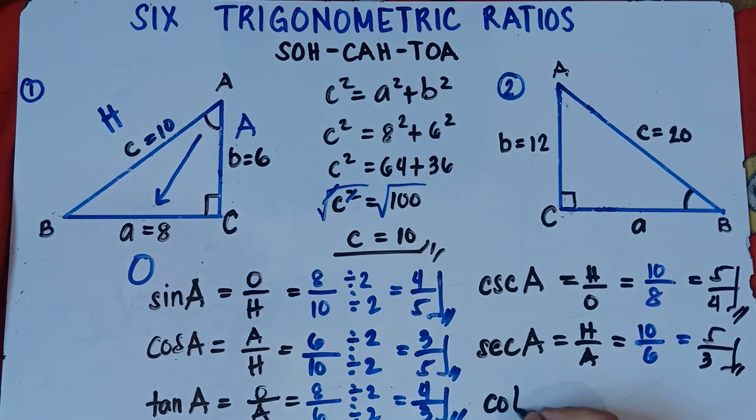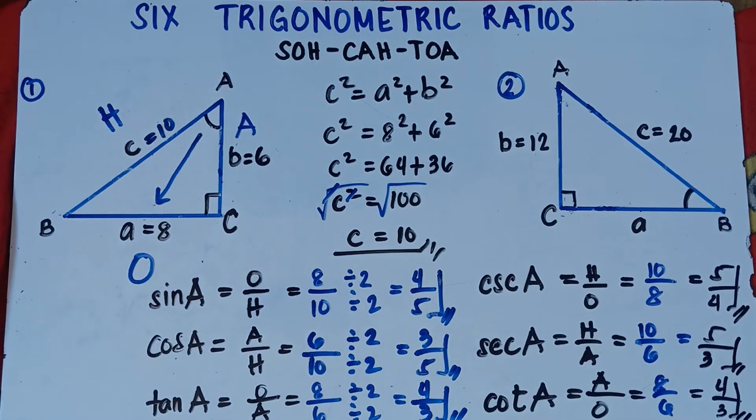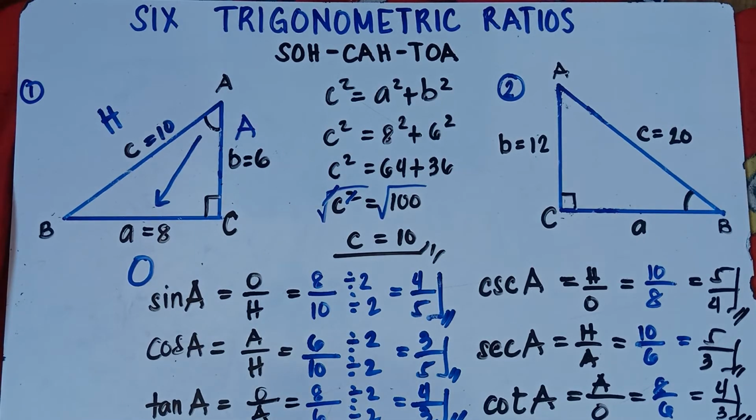Last one, cotangent A, adjacent over opposite. And our adjacent is 8. Our opposite is 6. Can we reduce? Yup, we can divide this one by 2. So 8 divided by 2, that is 4. 6 divided by 2, that is 3. That's it, class. That's the answer for number 1. All set for number 1.